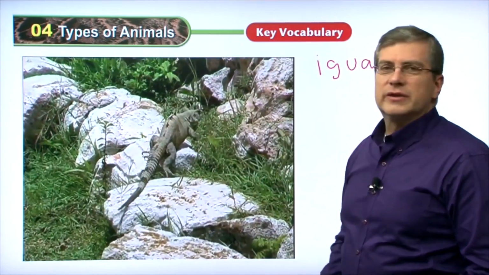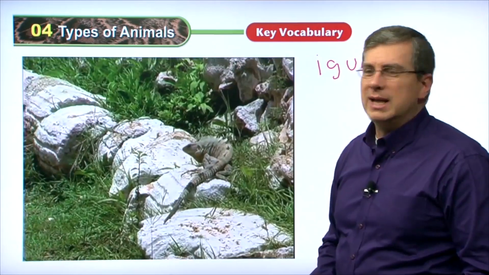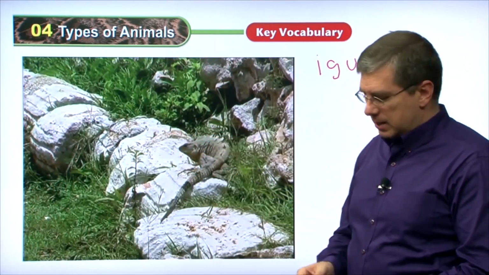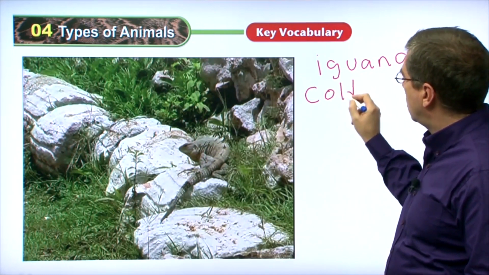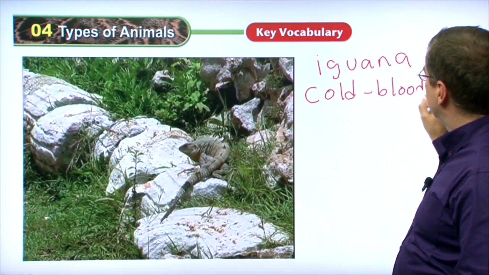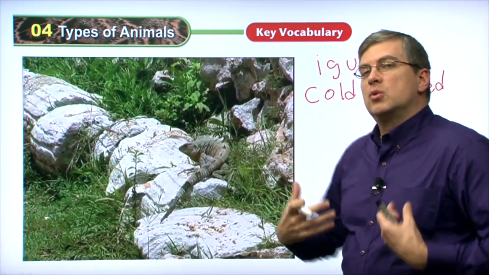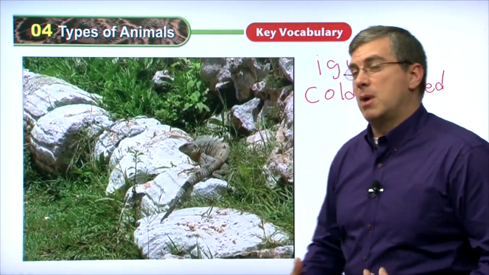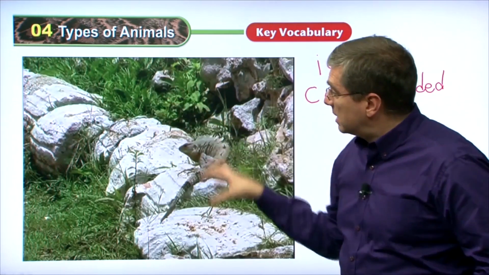By the way, another interesting thing about reptiles is that they are cold-blooded. Cold-blooded means that they cannot regulate their own temperature. They are cold-blooded. Mammals are warm-blooded. It means mammals, we generate our own heat from our bodies. But reptiles cannot generate their own heat. They need a lot of sunlight.